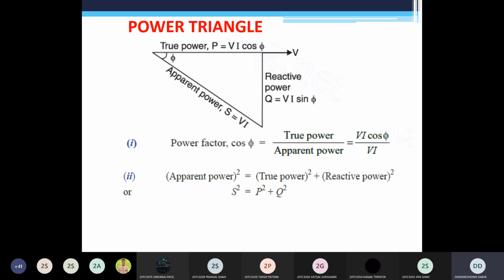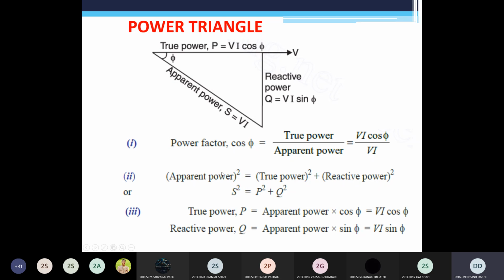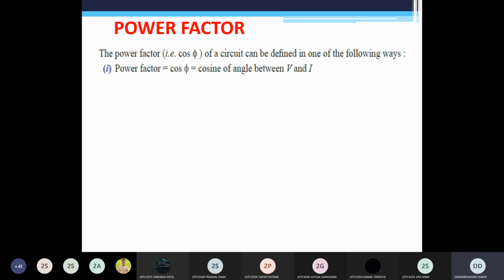Then, as we already know, apparent power is a combination of active and reactive power, or you can write S square is equal to P square plus Q square from this right angle triangle. Active power we know the equation, that is apparent power into cos phi. Apparent power is VI, so VI cos phi is active power. Apparent power into sin phi, VI sin phi, is called reactive power. Clear? So there are two equations right now that we know for power factor.